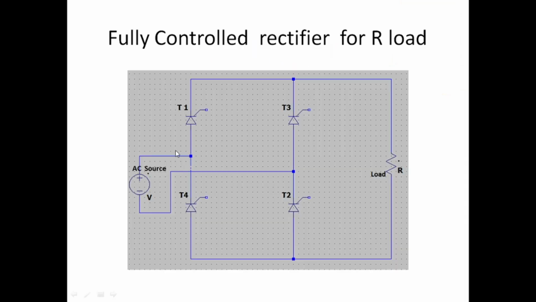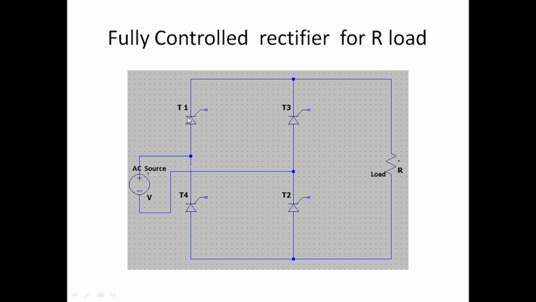Here this circuit converts AC to DC. Here we are using an R load, meaning any incandescent bulb kind of load. So this is one AC to DC converter. Here we are using 4 SCRs. T1 and T2 we turn on simultaneously in the positive half cycle. T3 and T4 we turn on simultaneously in the negative half cycle.